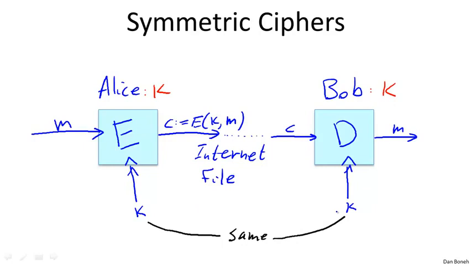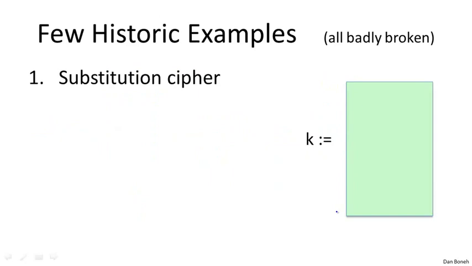But here we're just going to focus on symmetric ciphers where both sides use the same key. Okay, so let me give you a few historic examples of ciphers. The first example, the simplest one, is called a substitution cipher. I'm sure all of you played with substitution ciphers when you were in kindergarten. Basically, a key for a substitution cipher is a substitution table that says how to map letters.